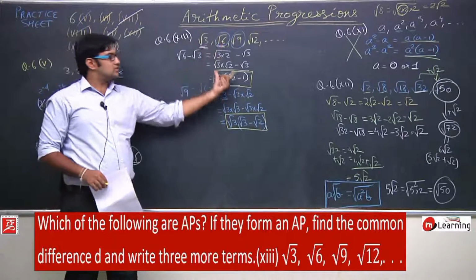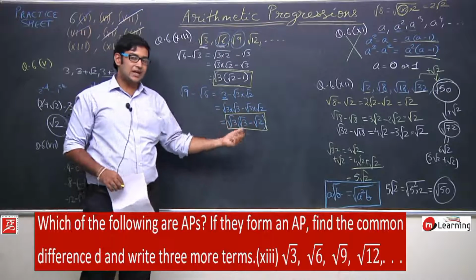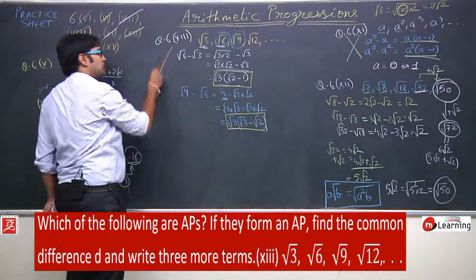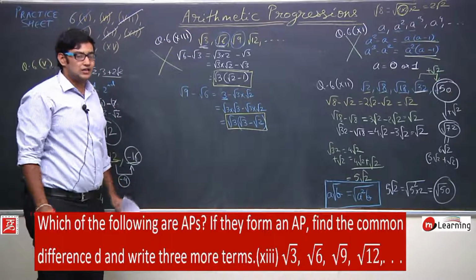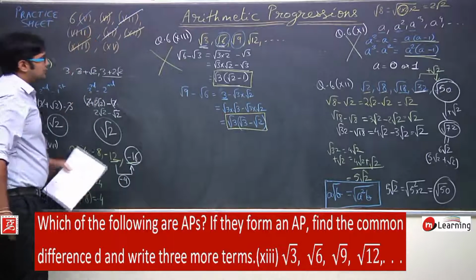Difference between these two terms is this, and between these two terms is this. That's why I can say this arrangement of numbers do not form an arithmetic progression. This is definitely not an arithmetic progression. Okay, then this is the 13th part.